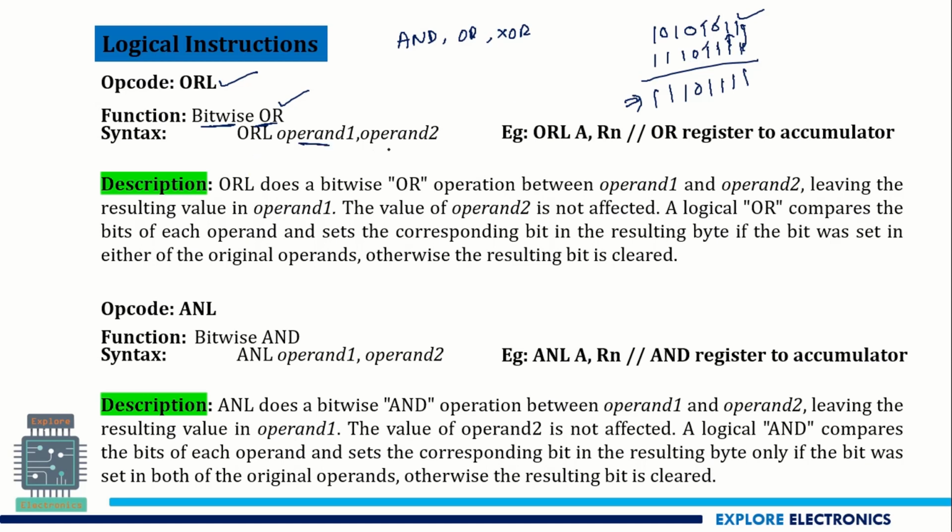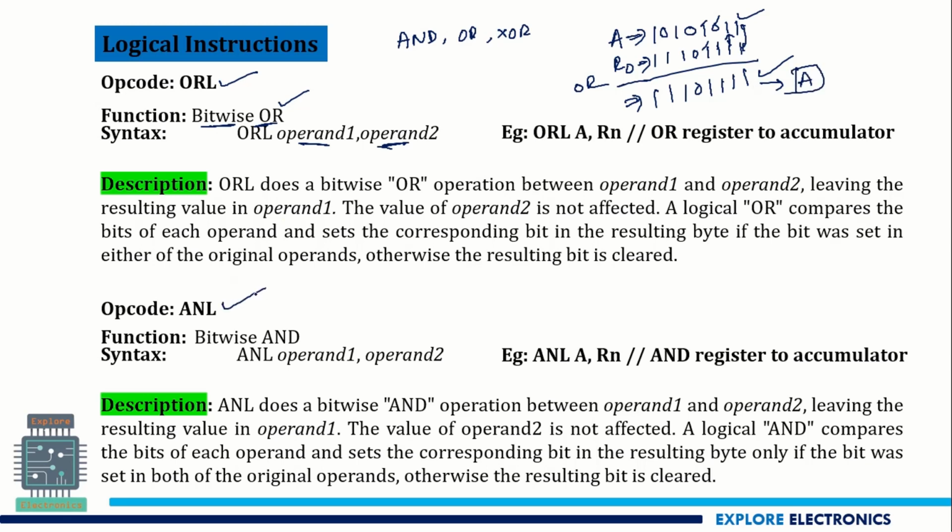So here we require two operands. This can be one operand with some register A content. This can be some R0 content. We are doing OR operation between these two. This will be the output or the result. This will be stored in accumulator again.